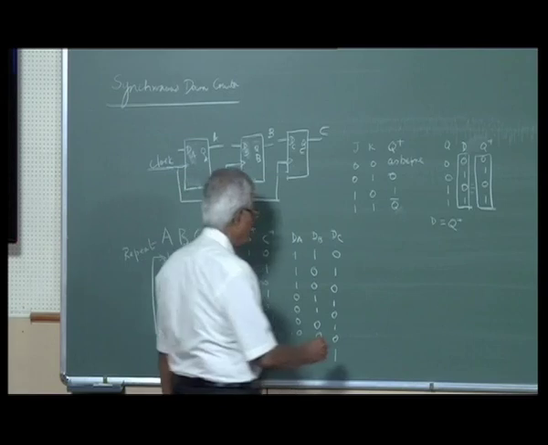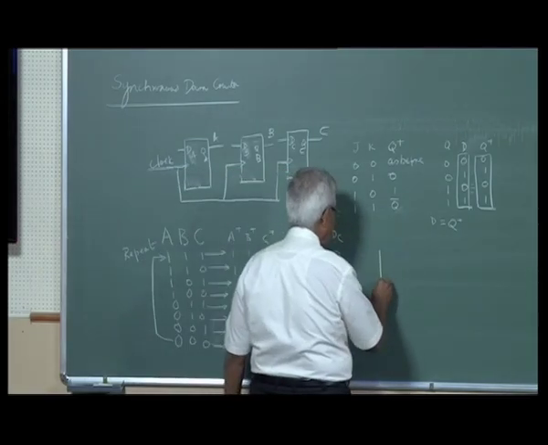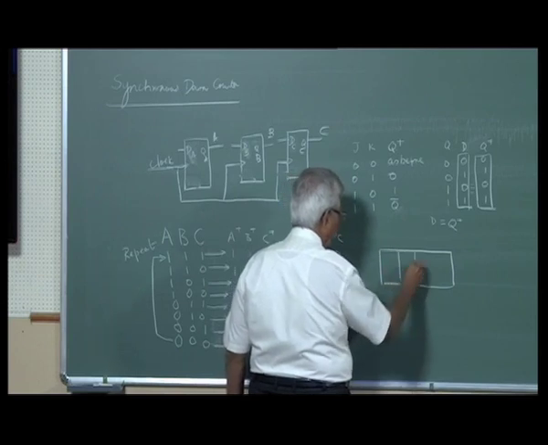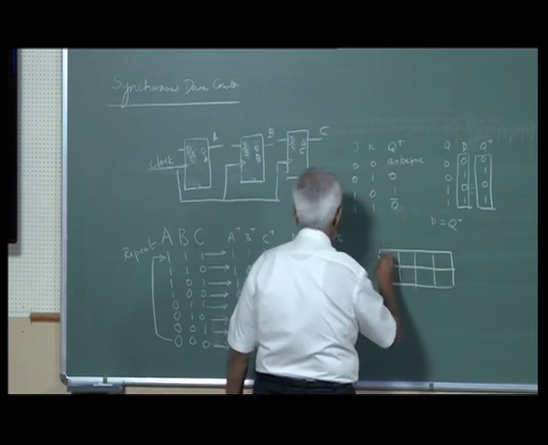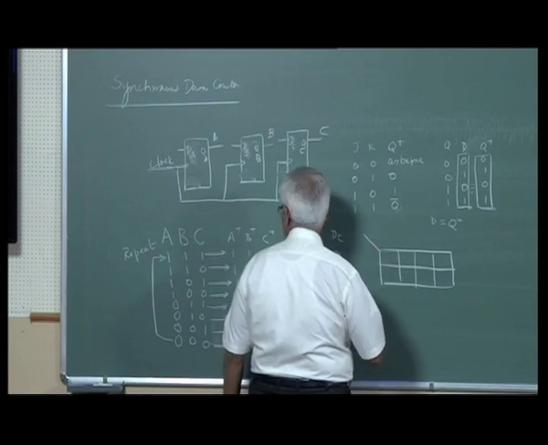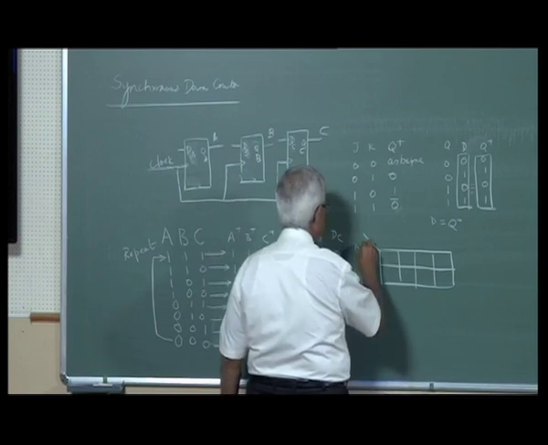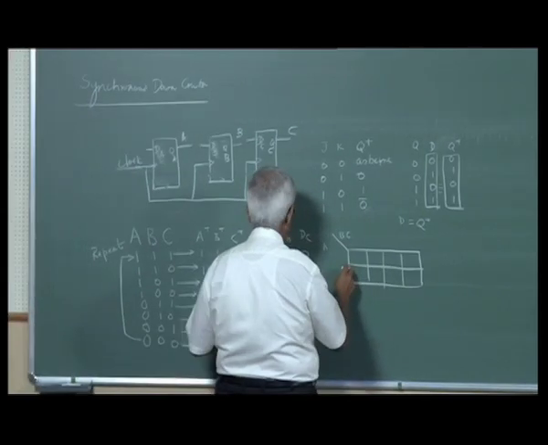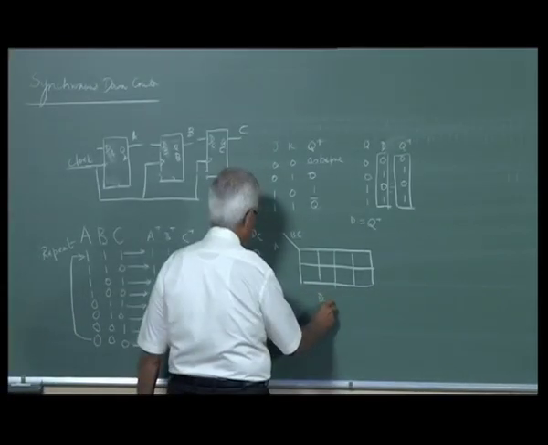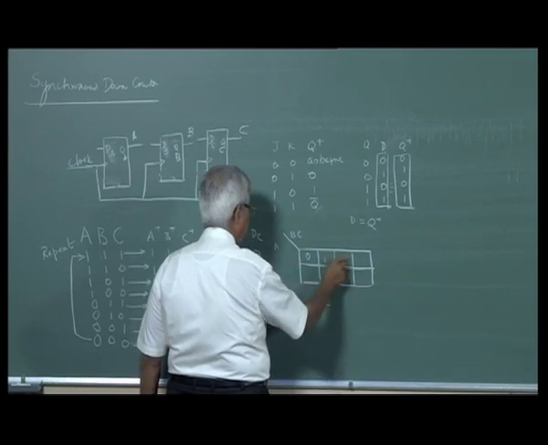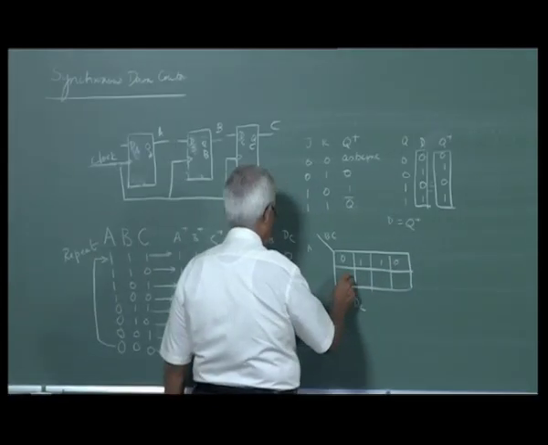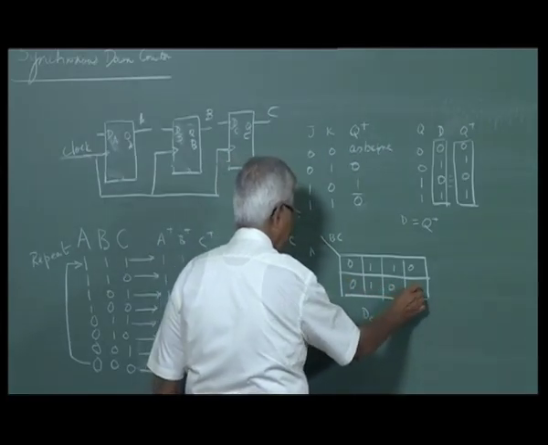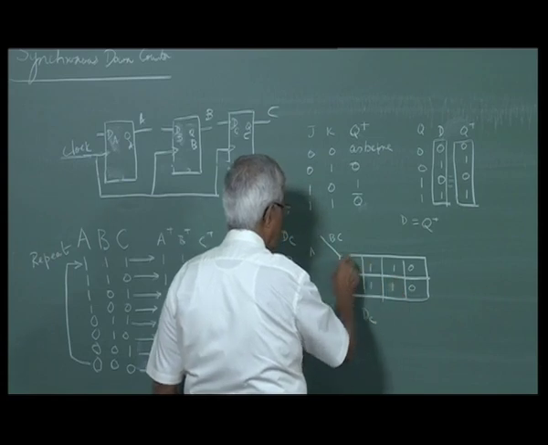So I can draw 3 tables using Karnaugh maps, 3 maps. The present ABC, and for DC it will be 0 1 0 1, 0 1 0 1.